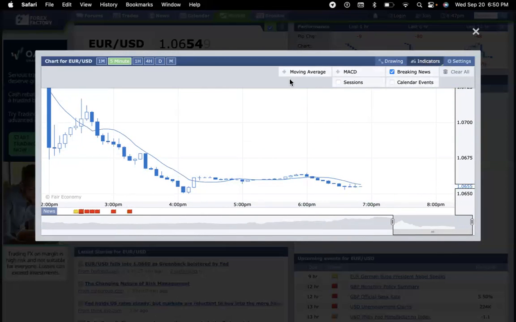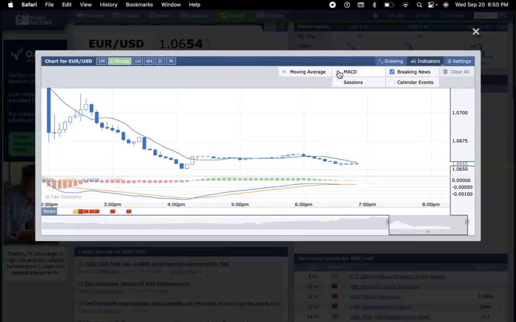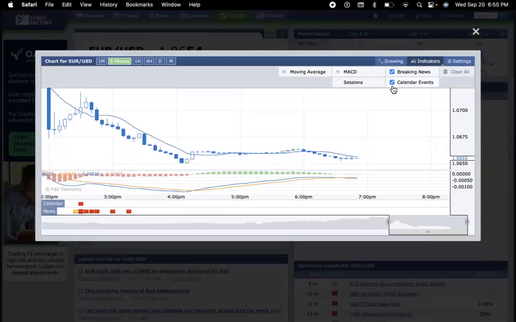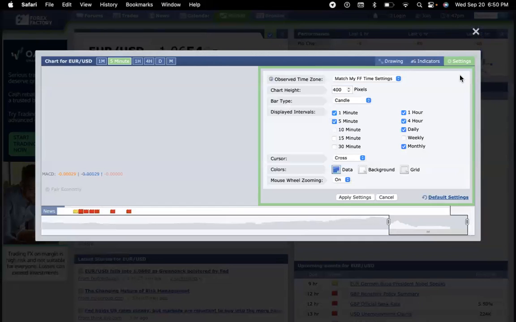You can also add indicators on your chart. They don't give you that many options, but that's okay. You can have your moving average, which it looks like we already have one on there. You can add a MACD if you like to look at your MACD. And then you can also have your calendar and news events on the chart as well. So we can see the moving average is already there. So this is a pretty cool way to use Forex Factory.